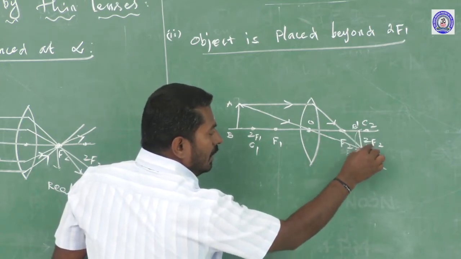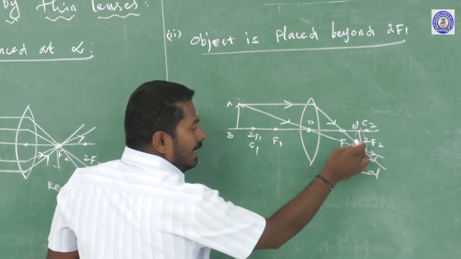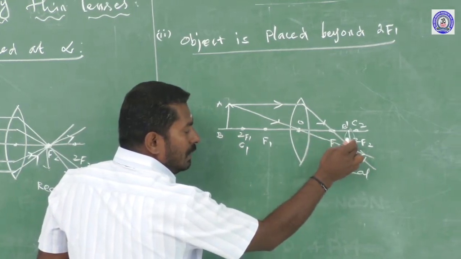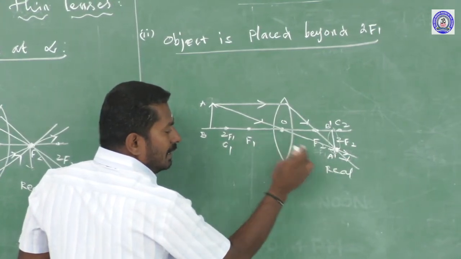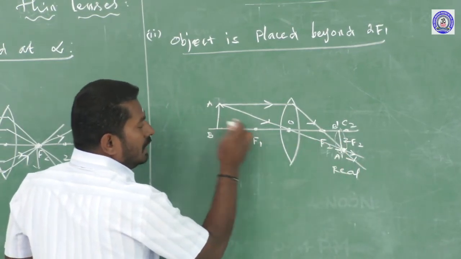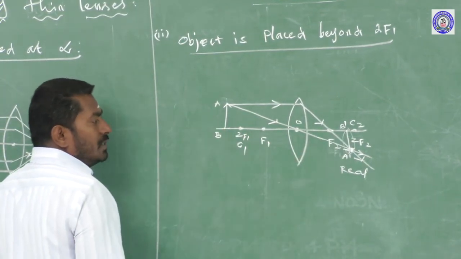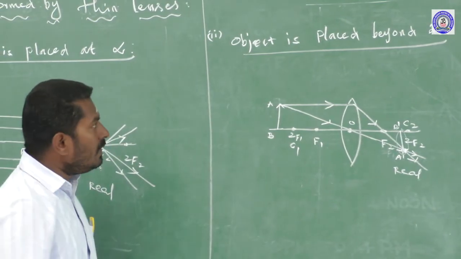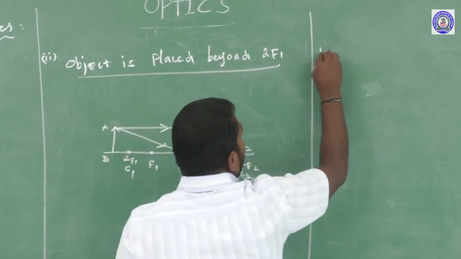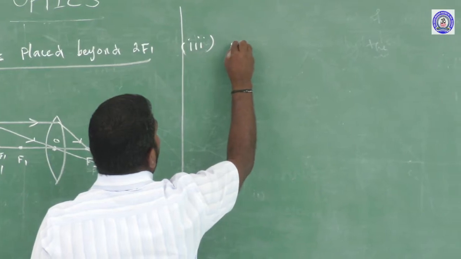It is an inverted image. It is a real image, due to actual intersection of the two refracted rays. The image formed by the thin convex lens is a real and inverted image. When we compare the size of the object and the size of the image, the image is smaller than the object. This is the second case. Then the third position: the object is placed exactly at 2f1.